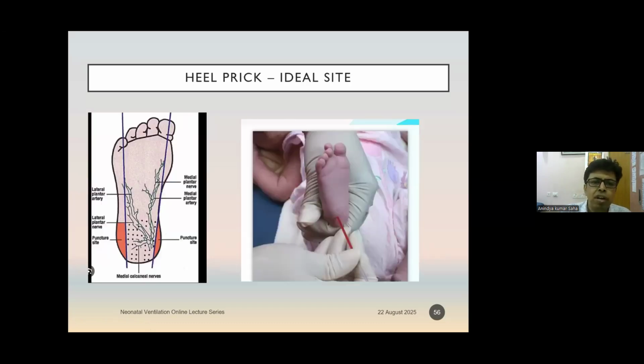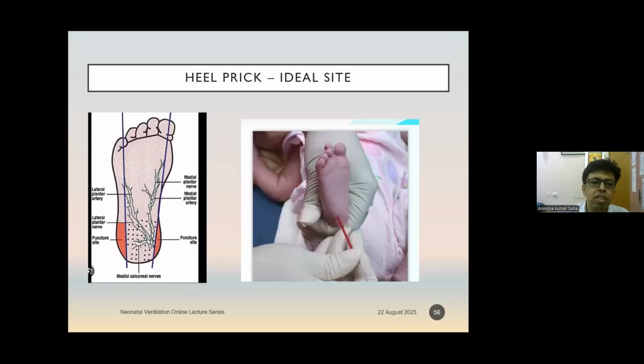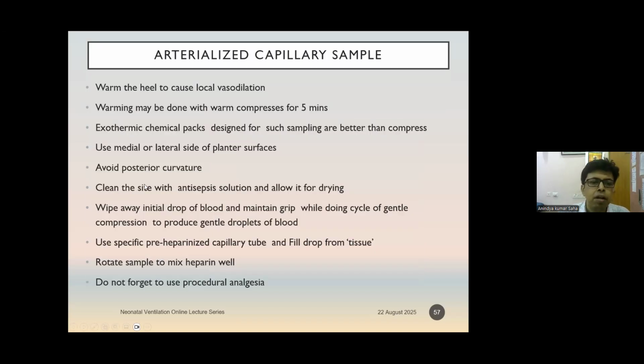This is how we take the heel prick arterialized capillary blood. In this process, we first have to warm the heel by warm compresses, and nowadays some exothermic chemical packs are available. We must prick only the medial or lateral aspect, not over the calcaneum. We have to avoid the posterior curvature. We clean the site with all precautions and allow it to dry, then wipe away the initial drop of blood, and take gentle droplets of blood.